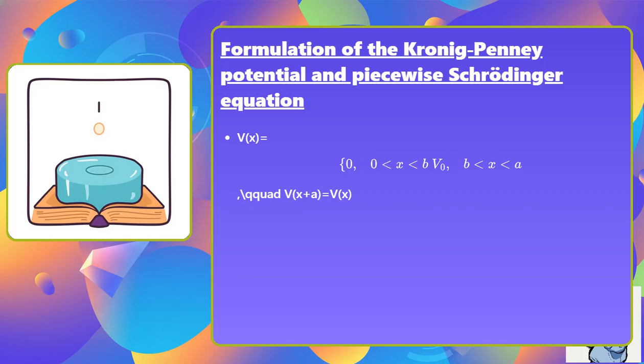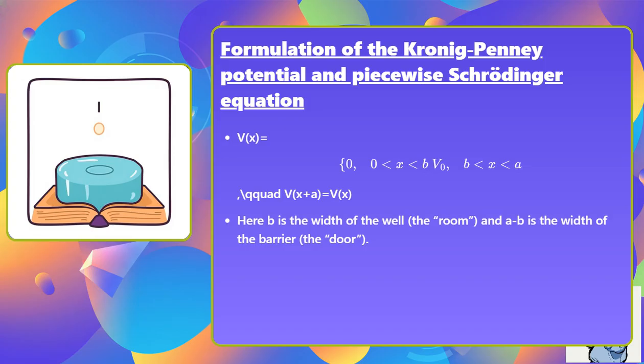V(x) equals: case 1, 0 for 0 < x < b. Case 2, V_0 for b < x < a, and V(x + a) = V(x). Here b is the width of the well, the room, and a minus b is the width of the barrier, the door. The Schrödinger equation: negative ħ squared over 2m times the second derivative of ψ with respect to x, plus V(x) times ψ equals E times ψ.